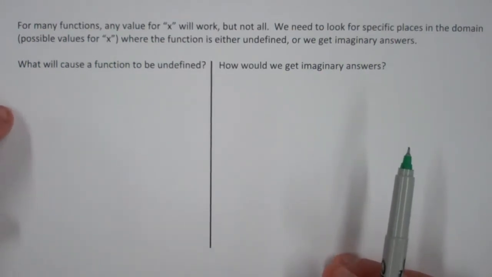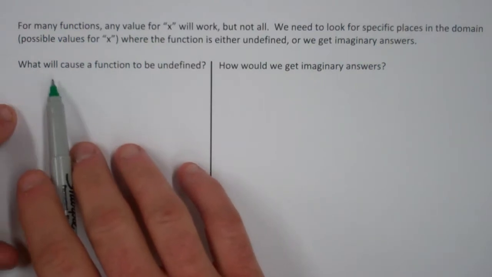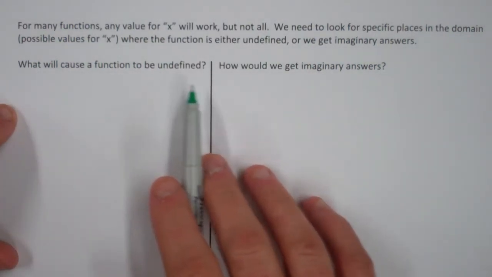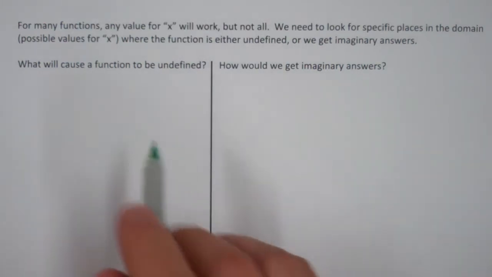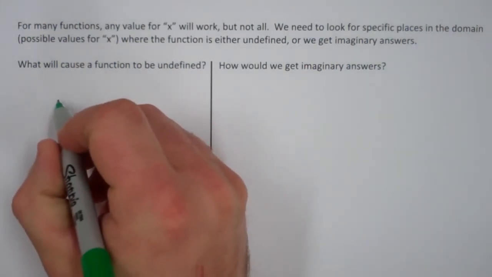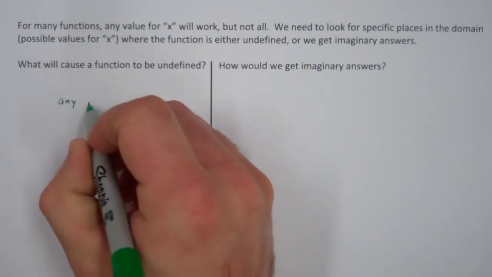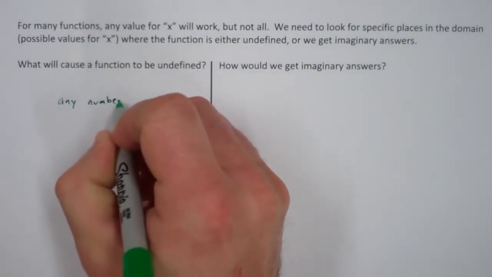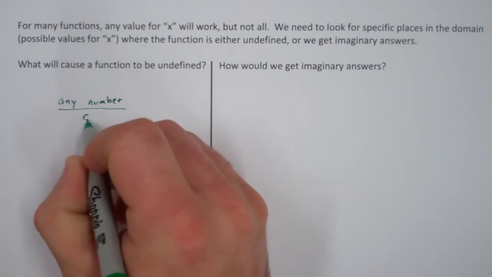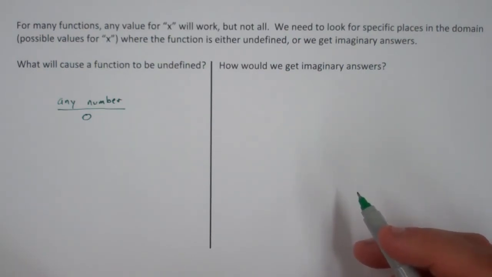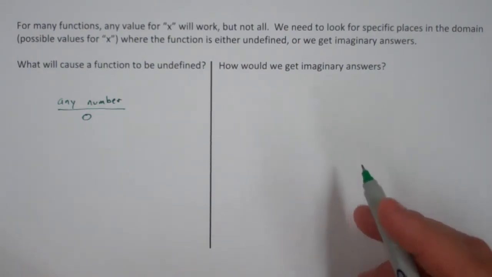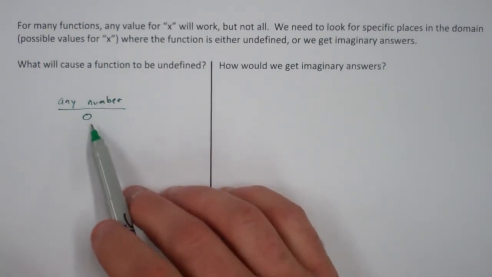The domain, though, we want to look in two cases: what will cause a function to be undefined, and how would we get imaginary answers. This is going to cause a function to be undefined: any number over 0. Remember, division by 0 is not allowed. We don't know what to do with it. It's undefined. You can't take a number like 10 and split it up into no groups.